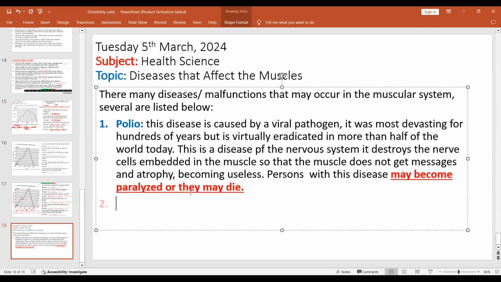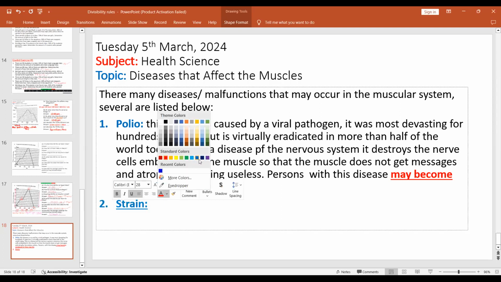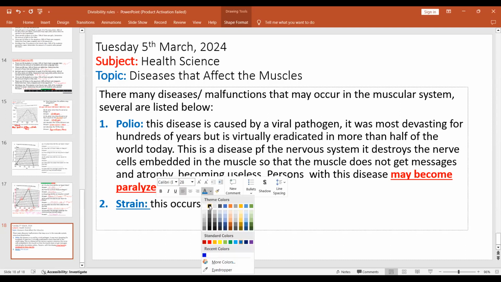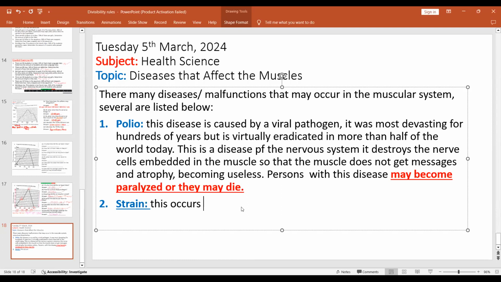Okay, then we have the regular ones, which is a strain. And a strain is, anyone ever had a strain before? This is when the muscle is scratched or torn, right? So strain, this occurs. I had that. You had that before? Yes, sir. What happened to cause that? How did you get that? I had one too, over a rock. You did over a rock, okay.